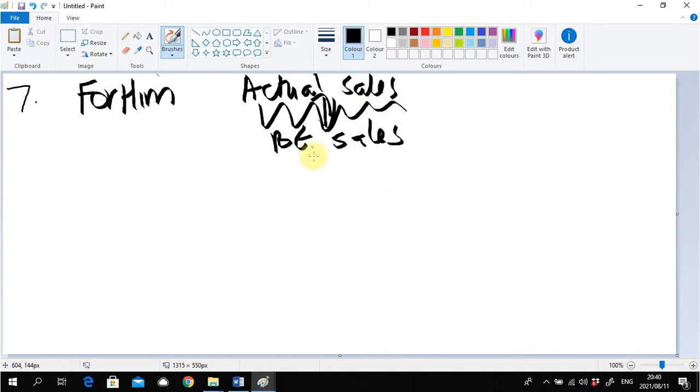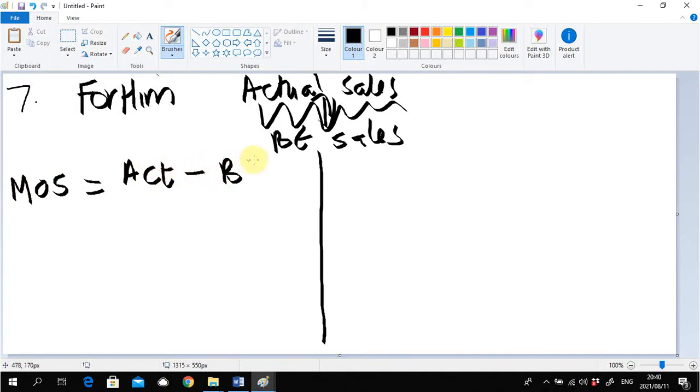So if I split it like this, the margin of safety ratio is the actual sales units minus the break-even units divided by the actual, and for the ratio we times it by 100 to get to the percentage. I don't think that we've calculated the break-even units for him yet. So let's just do that.